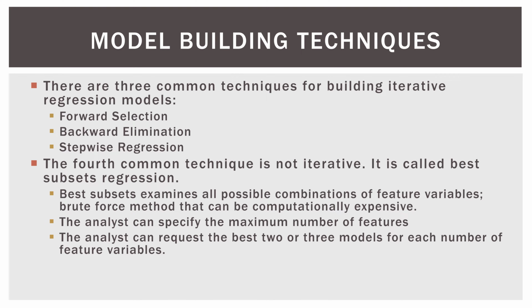The analyst can also request the best 2 or 3 models for each number of feature variables. So you can say, hey, I want the 3 best models that are single variable, the 3 best models that are 2 variable, the 3 best models that are 3 variable, so on and so forth. However, the computer has to do all the math regardless. That just controls the feedback you get. So while best subsets is comprehensive, the more feature variables you have and the more observations you have, the more work it has to do. It can take a lot of time on the computer, so just be aware.